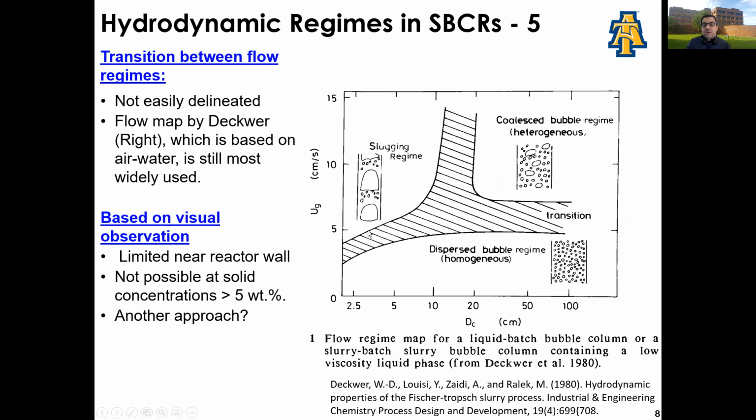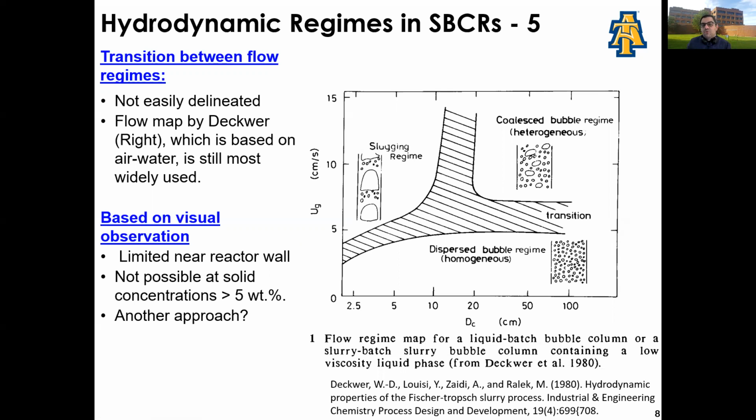And I basically have some general zones where I have my plug flow regime, the heterogeneous churn-turbulent regime, and the homogeneous regime here at the bottom. These flow maps are usually based on visual observations. So when you're looking visually to understand this behavior, you're limited to near the reactor wall. You can't really see towards the inside of the reactor. And as the solid concentration increases, your visibility drops significantly, so you really don't see anything.